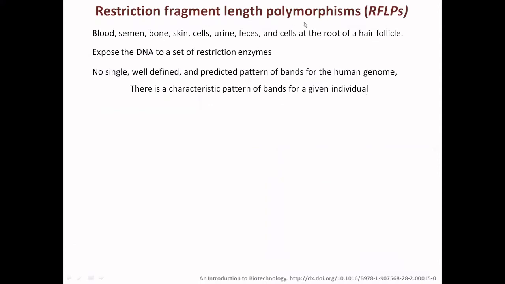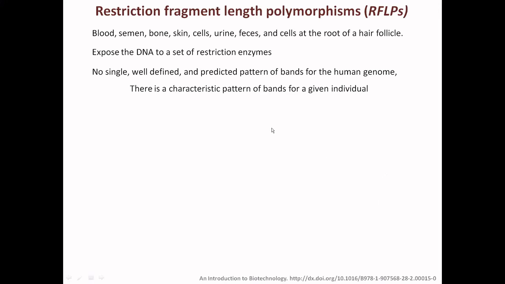Then restriction fragment length polymorphism. The samples can be from blood, semen, bone, skin cells, urine, feces, and the cells at the root of a hair follicle. Exposing the DNA to a set of restriction enzymes is the next step after collection of the sample. Then there is no single well-defined, predicted pattern of bands for the human genome. There is a characteristic pattern of bands for a given individual.